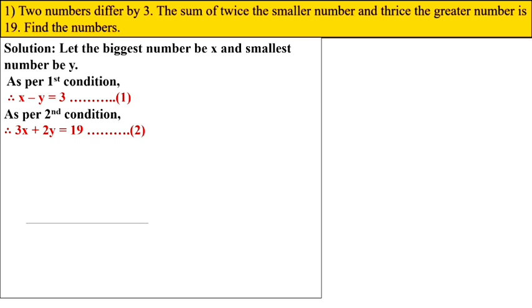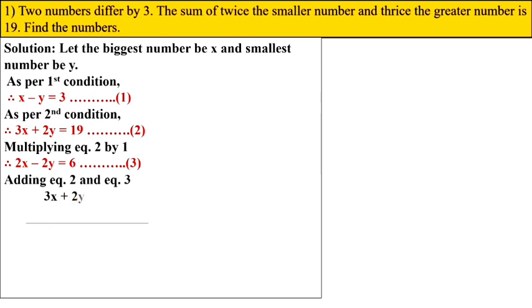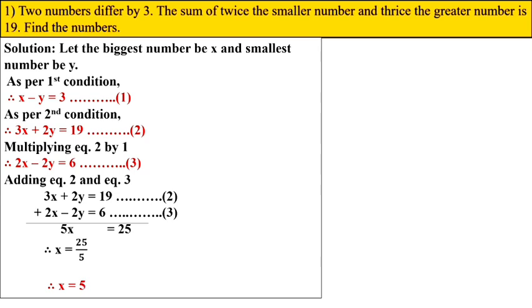So now from first and second, we see the y is given as minus y, so we will multiply the first equation by 2. So we get 2x minus 2y equal to 6. That is our equation number 3. Now we can add equation number 2 and 3. So here the 2y will cut because it is positive and negative. 3x plus 2x is 5x equal to 19 plus 6 is 25. Therefore x equal to 25 divided by 5, we get x equal to 5. Now we will substitute x equal to 5 in equation number 1.